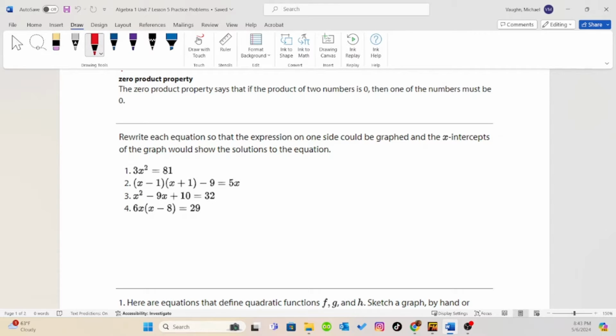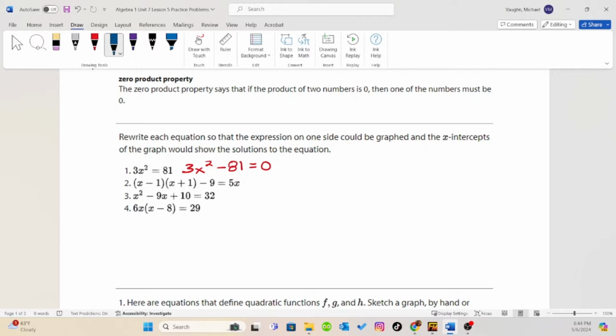So in number 1, we have 3x squared equals 81. To move positive 81 to the left, the opposite of positive 81 is negative 81. So we're going to subtract 81 from both sides, and this is going to become 3x squared minus 81 equals 0. Now you would be able to find the solutions, and the solutions would be the x-intercepts.